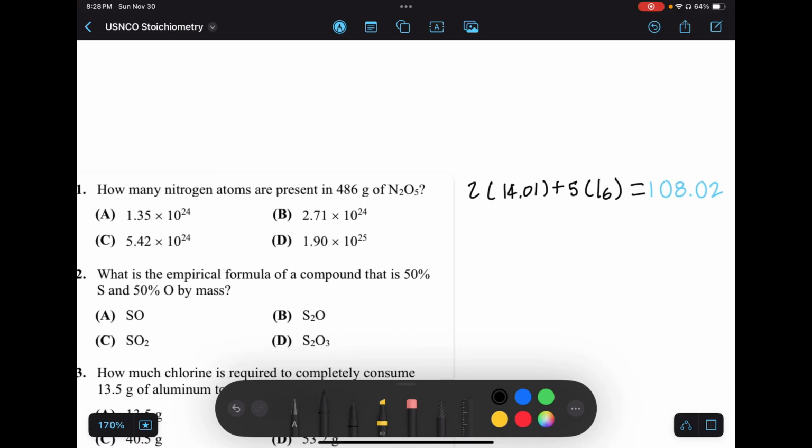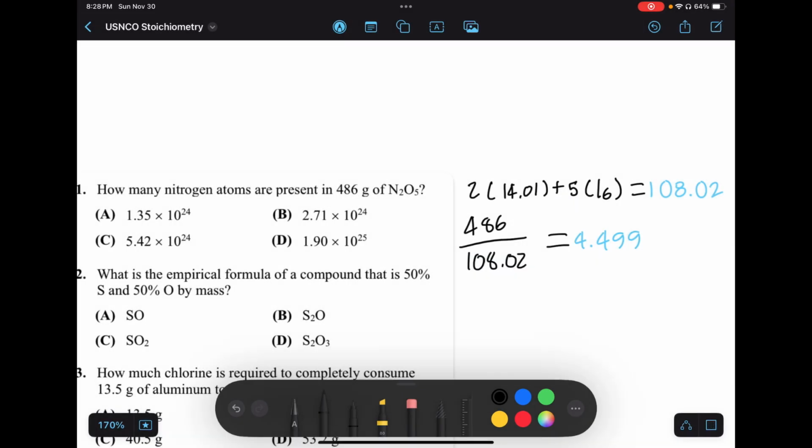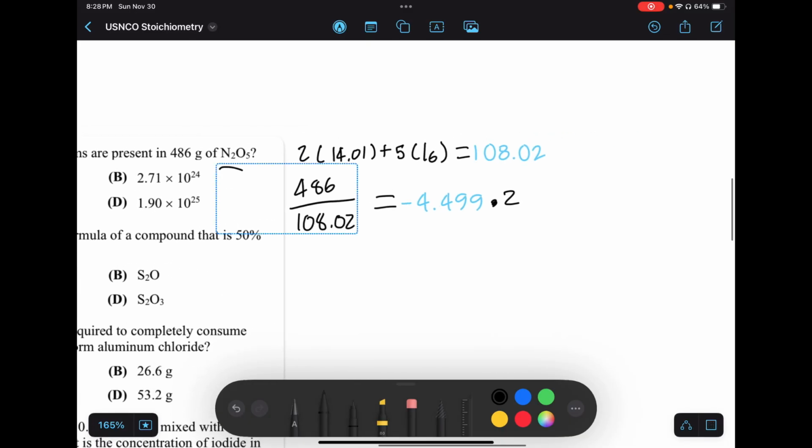So then we can do 486 divided by 108.02, which is equal to about 4.5 moles of dinitrogen pentoxide. But we need to multiply this by 2 to get the nitrogen. So it's going to be 9 moles of nitrogen, right?